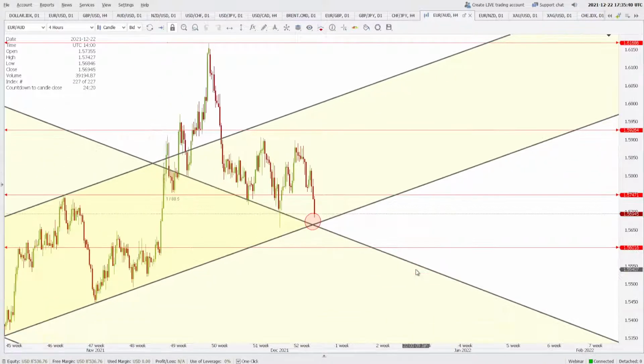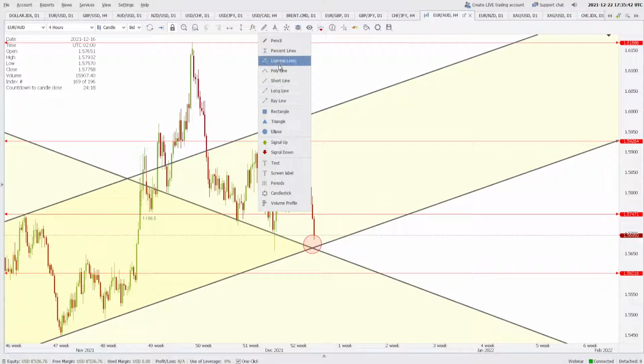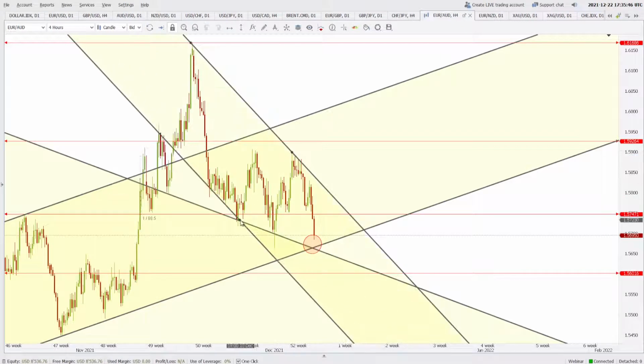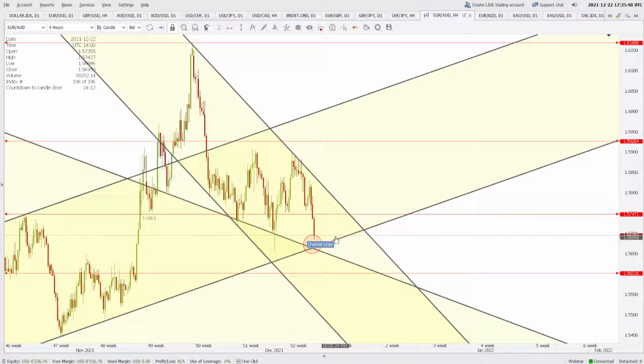Or otherwise what we can do is form a channel joining the highs and the lows, and when this channel breaks to the upside, we can enter a long position. Fair enough, guys. So right now the immediate resistance is at 1.5747, and the support here is at this confluence, and after that horizontal support is at 1.5601.